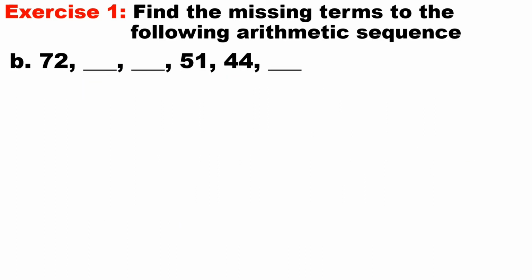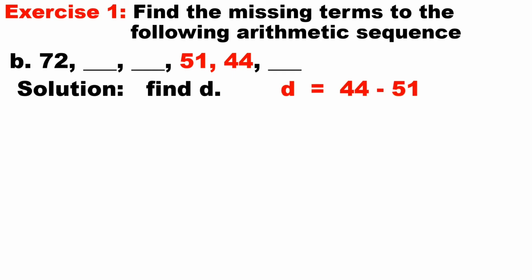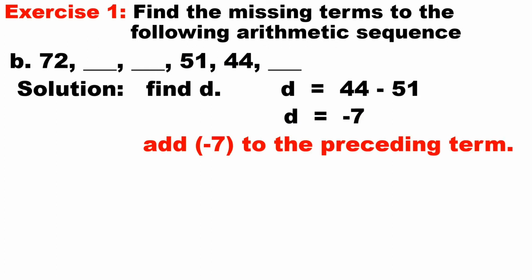Letter B, find the missing terms for the sequence 72, blank, blank, 51, 44, and blank. Next, we will use 51 and 44 to find the common difference. We will subtract 44 minus 51 equals negative 7. So our common difference is negative 7. And this will be added to the preceding term to get the missing terms or the arithmetic means.